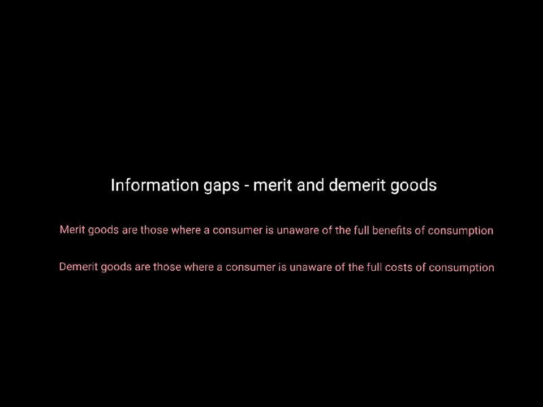Merit and demerit goods is another example of market failure, which occurs when there is a problem with information within the market. So let's think about the definitions of these two terms then.